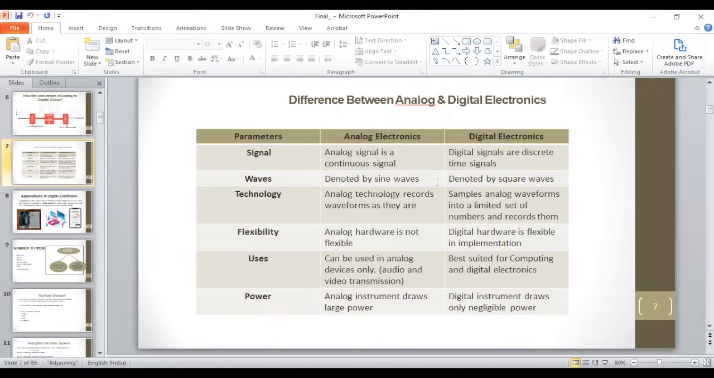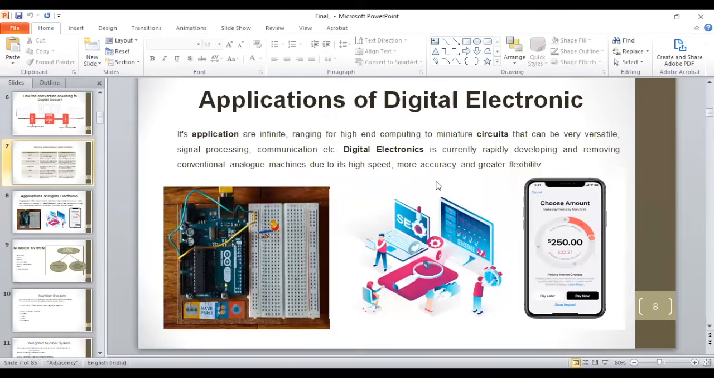You can see analog is a continuous signal where digital are discrete time signals. I am again emphasizing on discrete time signals. Analog is basically continuous waves and digital are basically square waves, and we have a technology in which they are very flexible, and less power is being used.